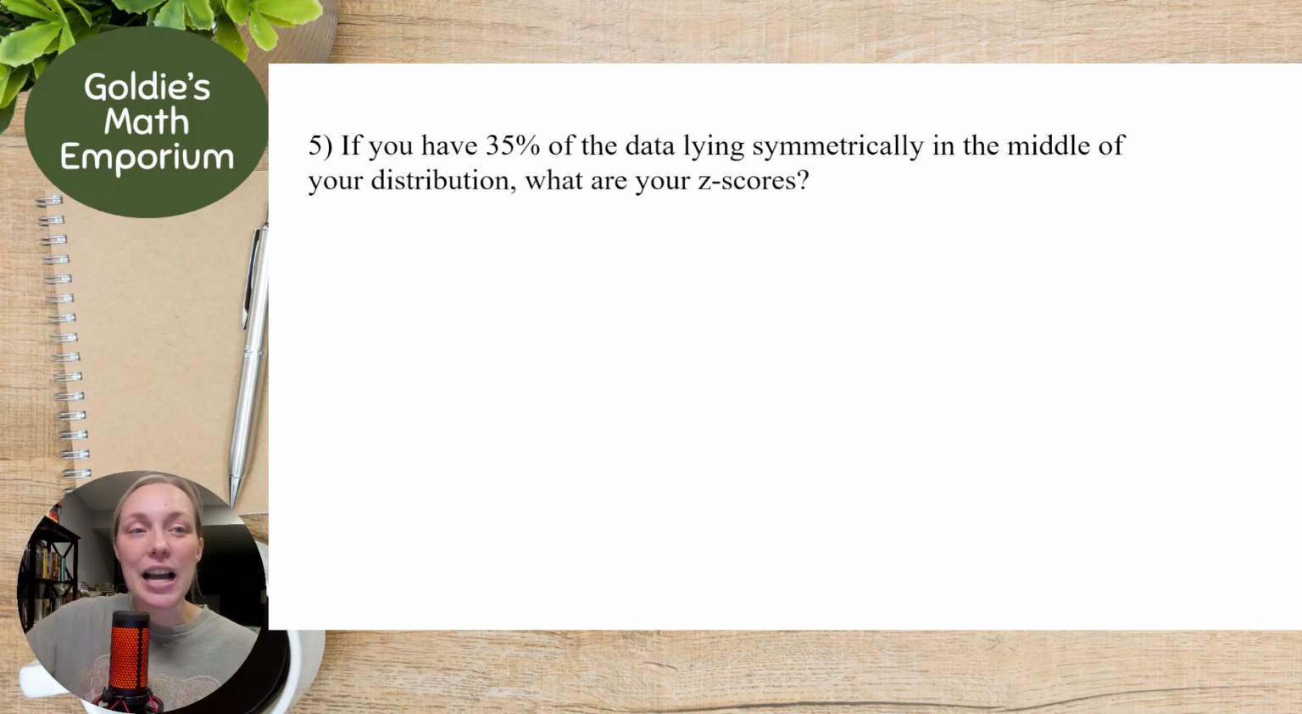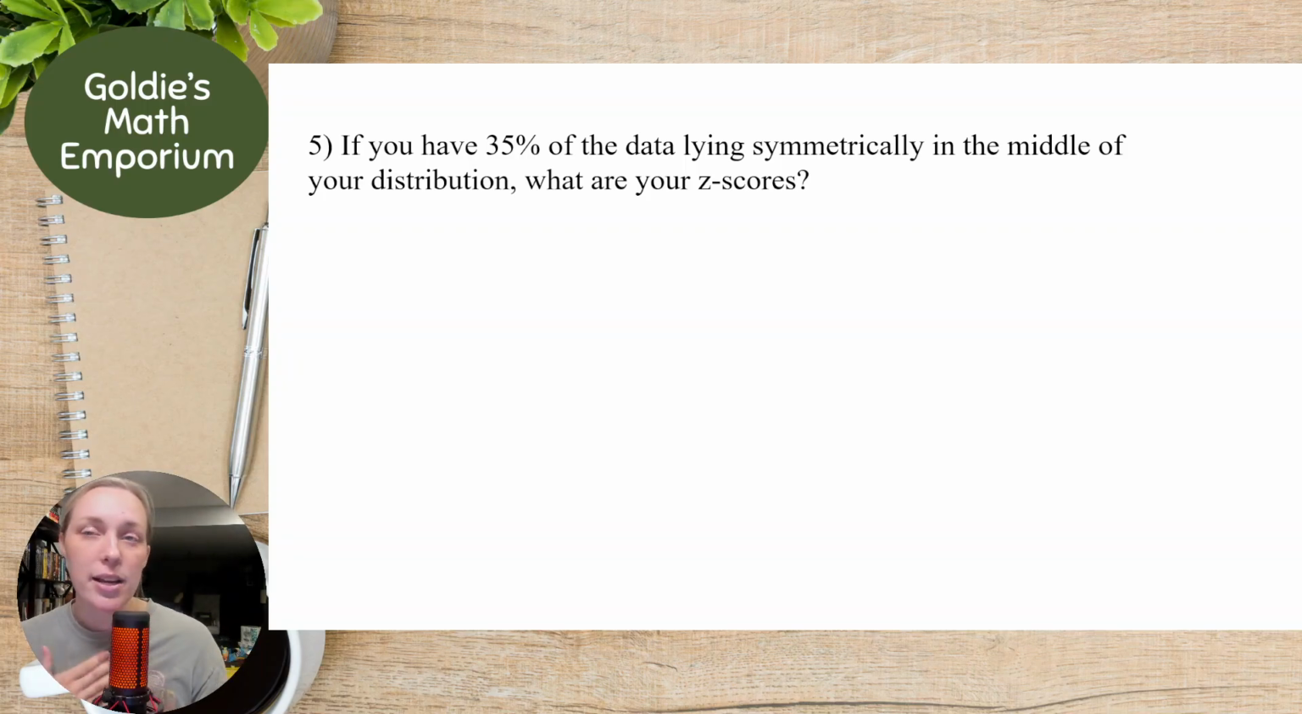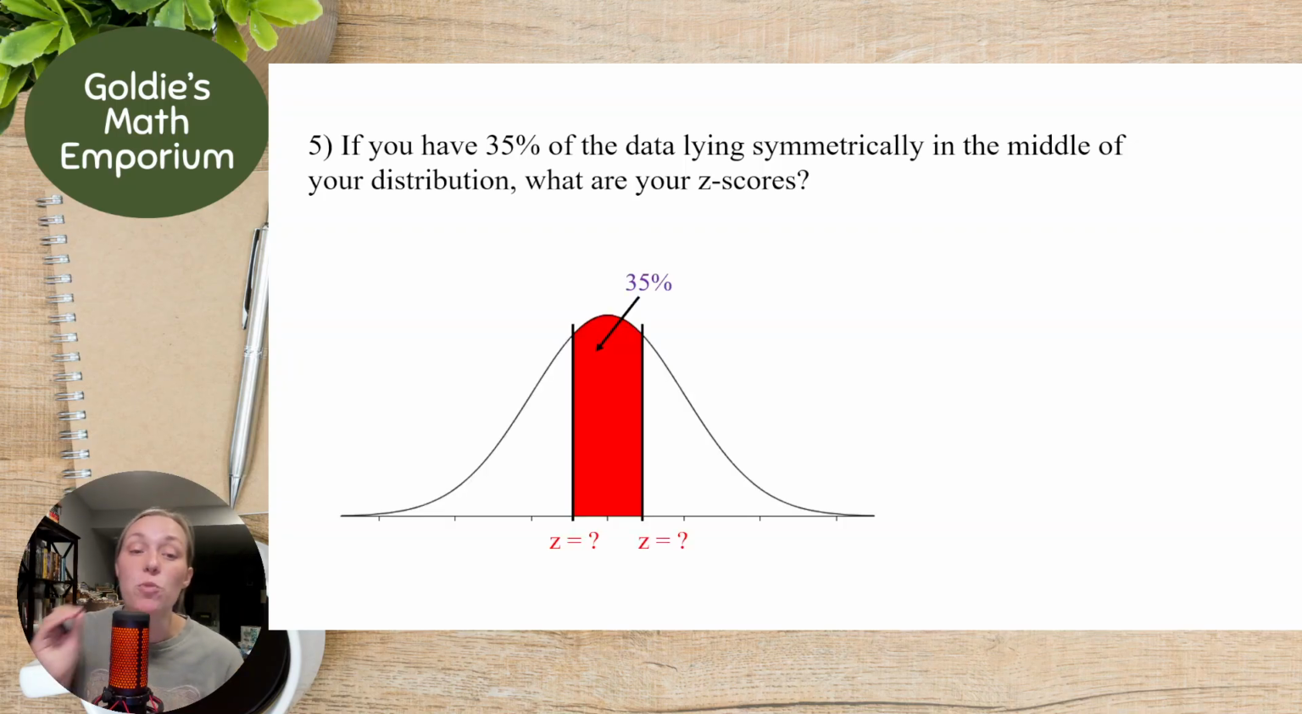All right. And then the last type is between. Now, between, you can't figure out unequal, unsymmetric values. You have to have symmetrically in the middle in order to go from percentages to z-scores. There's really no other way without using calculus. So let's say you have 35% of the data lying symmetrically in the middle of your distribution. What are your z-scores? Okay, so you have that symmetric option.